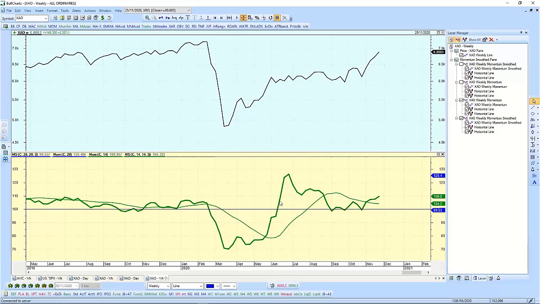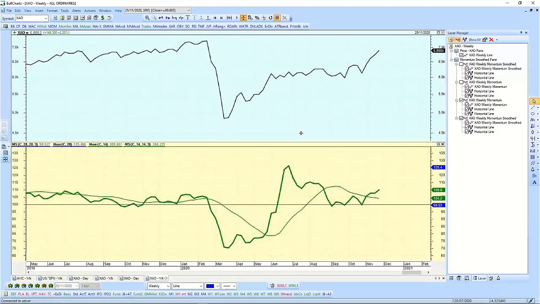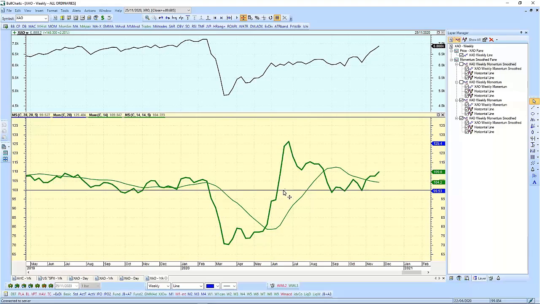Weekly chart of the All Ords. In the bottom half here, bottom pane, I've got momentum. Momentum is the jagged line. I won't say it's the green one, it's the jagged line. They're both green. The smooth line is a moving average of momentum.